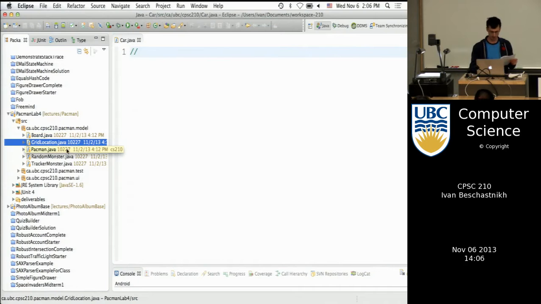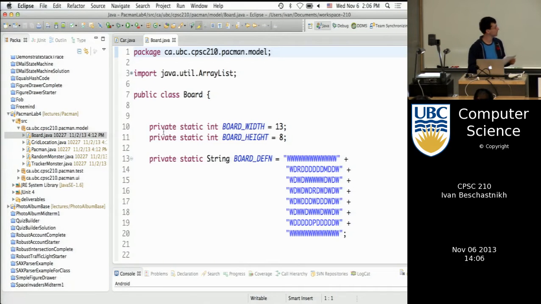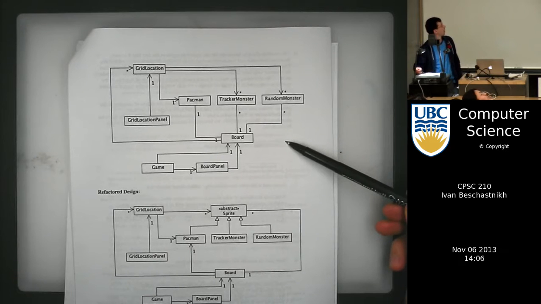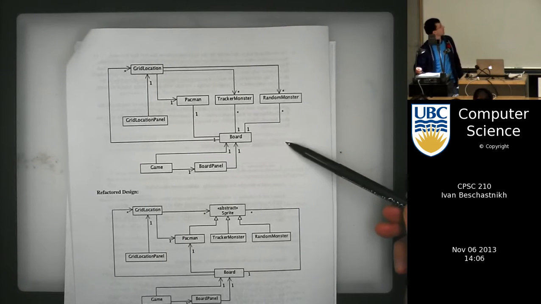I've got the wrong laptop. So here I have the Pacman project open. I have a bunch of classes in my model package, before I made any changes to it, right. So should we just go through the solution and I could explain how we got it? Yes. So this is question 3. So this would be, I think it's the top one, right? It's not the refactored design. It's the one before the refactored design, right?